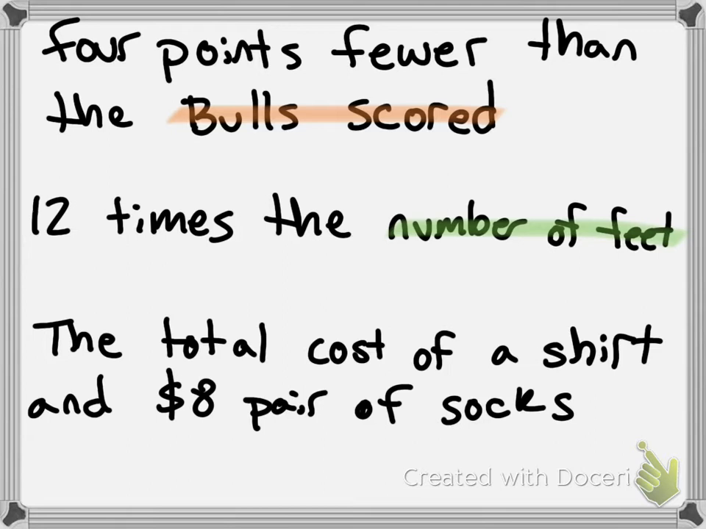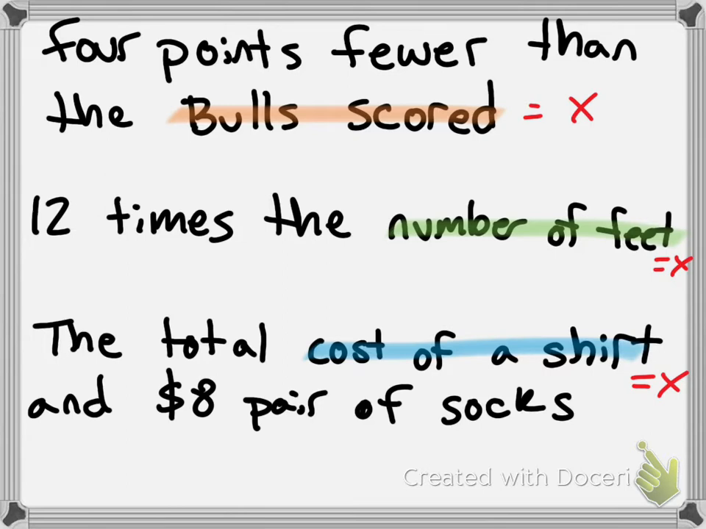Is it the total cost of the shirt? Yeah, the cost of a shirt. We don't know the cost of the shirt. Those are our three unknowns. So I'm just going to give them all X's just because it's easier. We like to use X. And I want you to write the equations for the three of them.